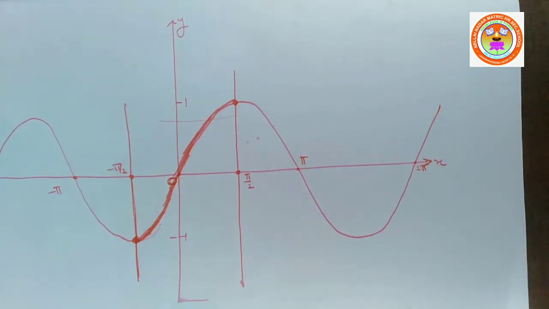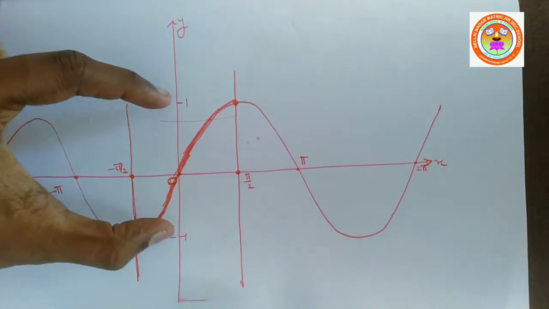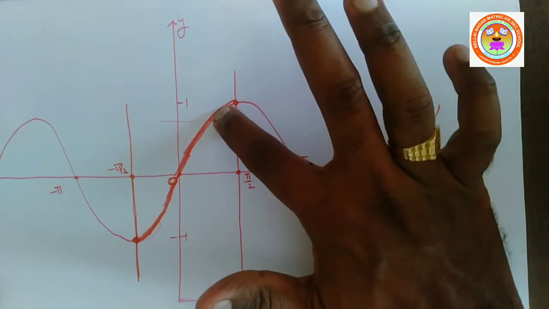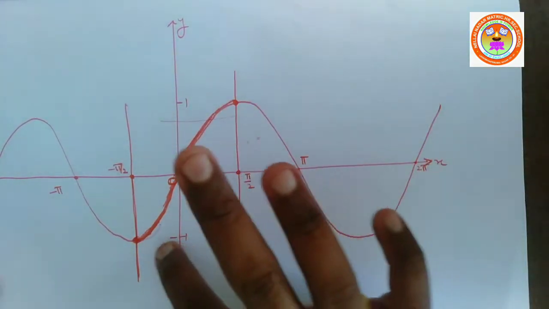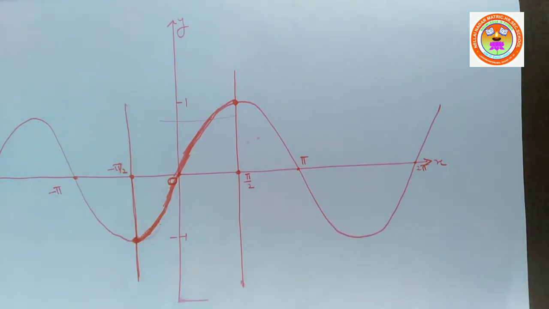Yes, it covers the origin. So the third one will not affect the range. Range means it does not move beyond the range. It does not affect anything. The three rules are okay for us, so we can choose a principal domain.